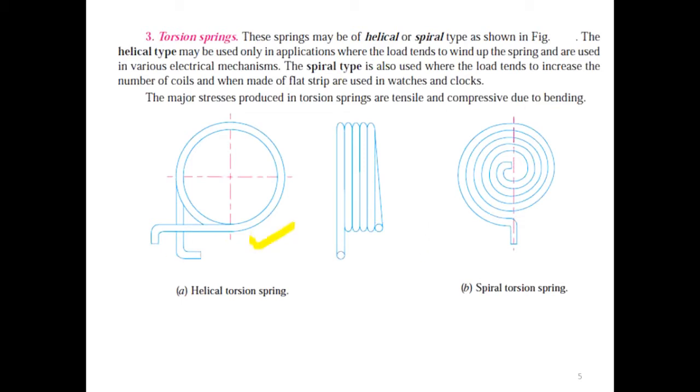The helical torsion spring is basically used in writing pads. The spiral torsion spring is basically used in toys or hand watches.